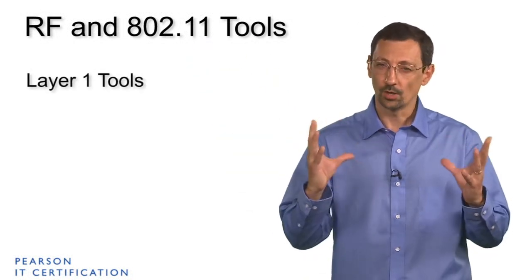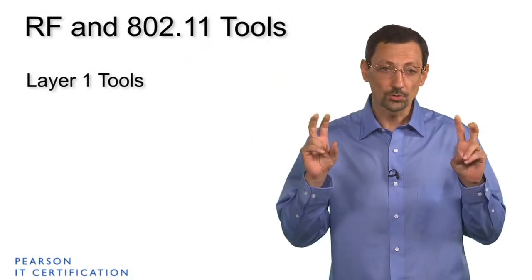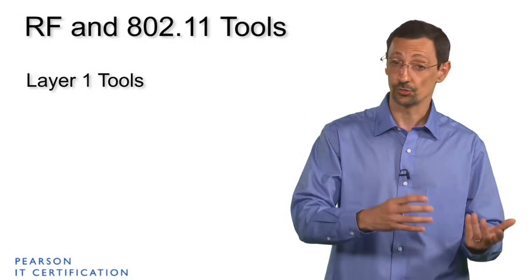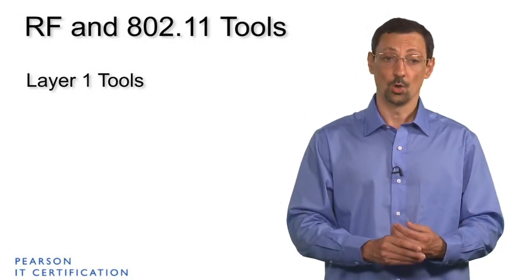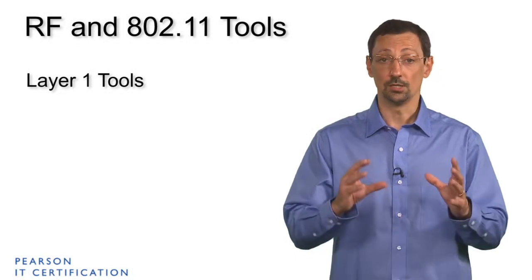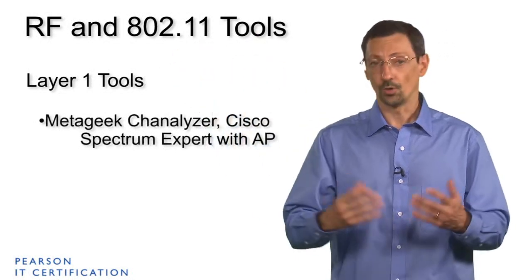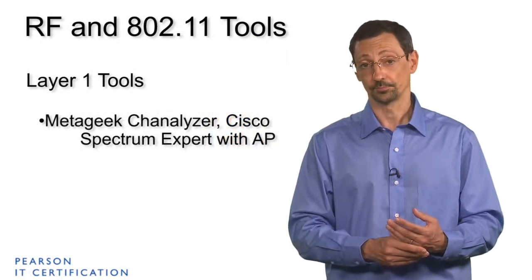Let's say tools that do not only look at the 802.11 part of things, but also at the RF side of things, regardless of if it's an 802.11 transmitter or something else. There are a few tools of that type. One very common family of tool in the RF layer 1 tool family is MetaGeek Channelizer, which also continues the work done by Cisco Spectrum Expert.